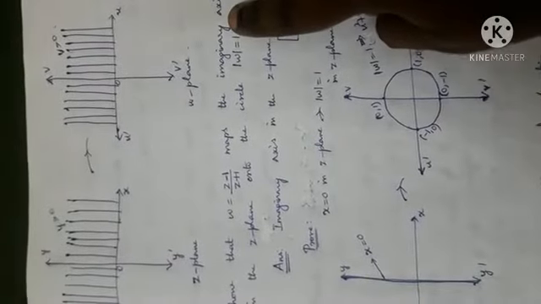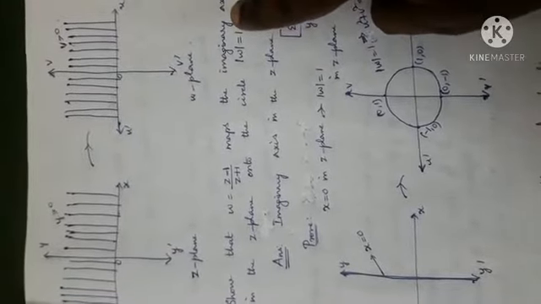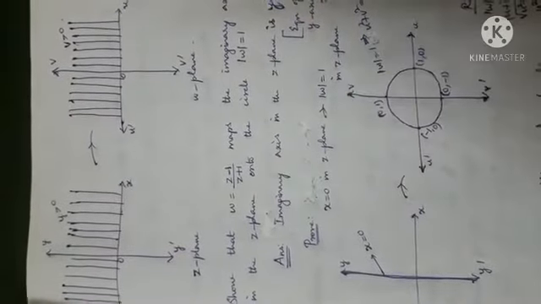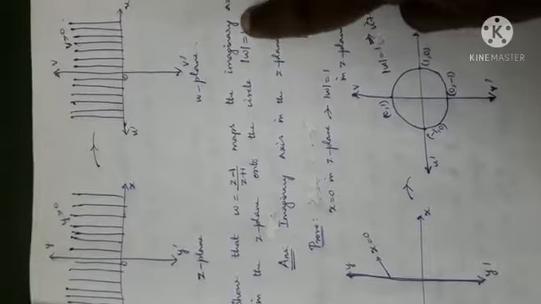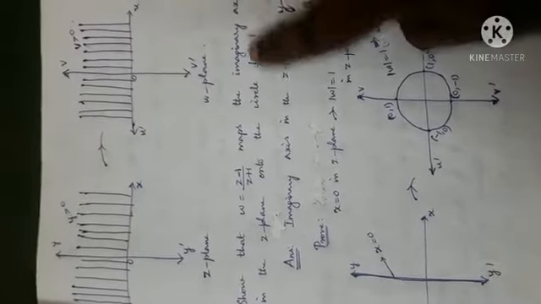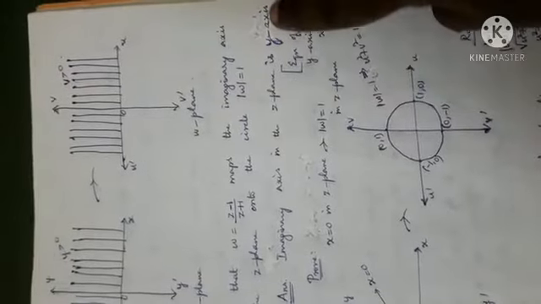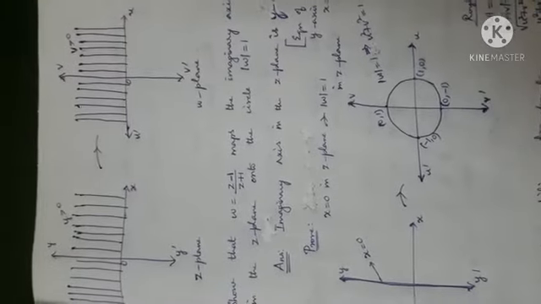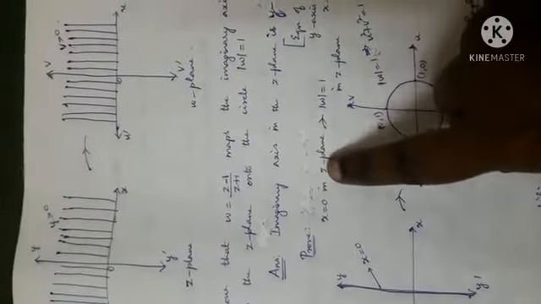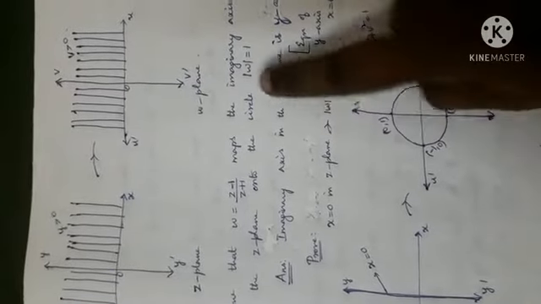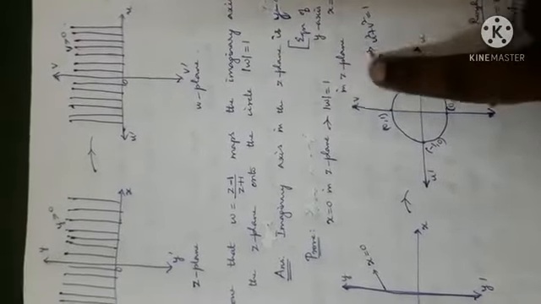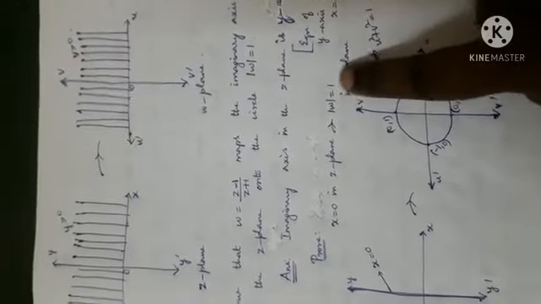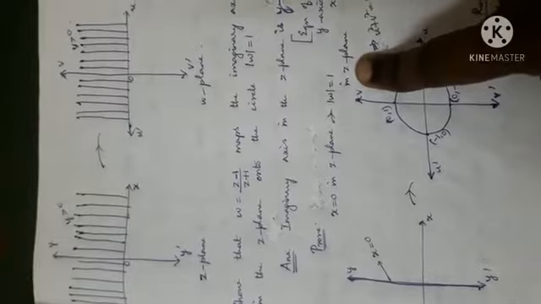Show that w is equal to z minus 1 by z plus 1 maps the imaginary axis in the z plane to mod w equal to 1, a circle in the w plane. What is the imaginary axis in the z plane? The imaginary axis is the y axis, and its equation is x equal to 0. On the y axis x will be 0. So the equation is x equal to 0 in the z plane. I am sorry, please correct it: it is the w plane, mod w equal to 1 in the w plane.